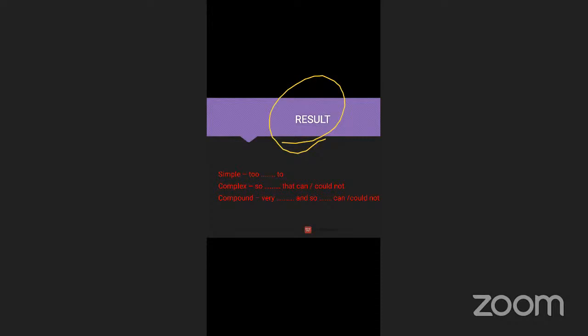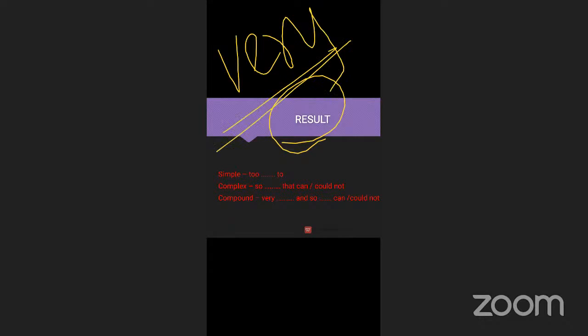In that case, I did not say I am tired. I said that I am very tired. It is an extreme case. When we are talking about an extreme case, we need not talk about the reason, so it will be result only. So I am very tired, so I cannot cook today. That means a very extreme case. So we will use too to in simple sentence, so that in complex sentence, and very and so in compound sentence. You have to note down this one.